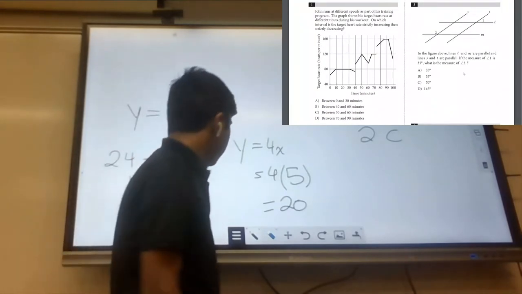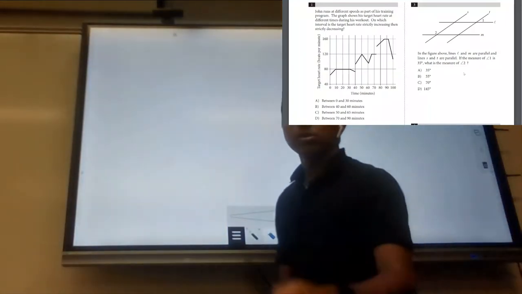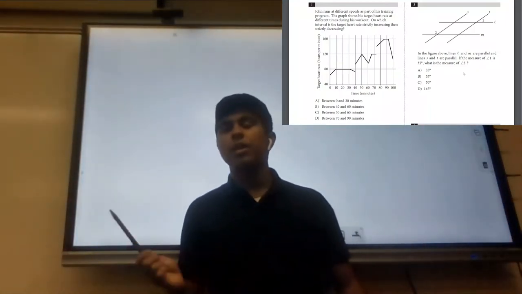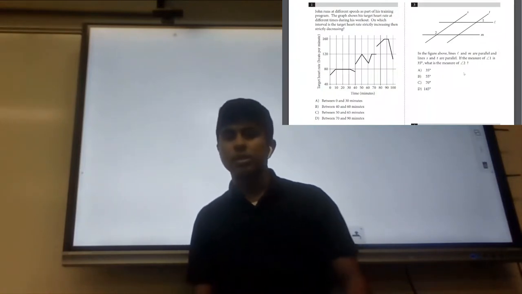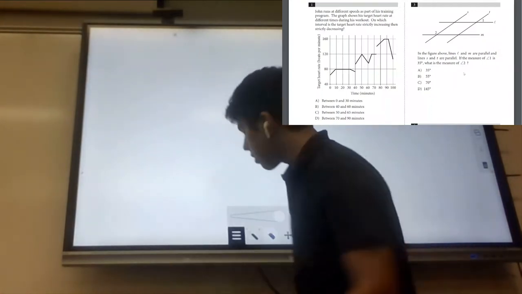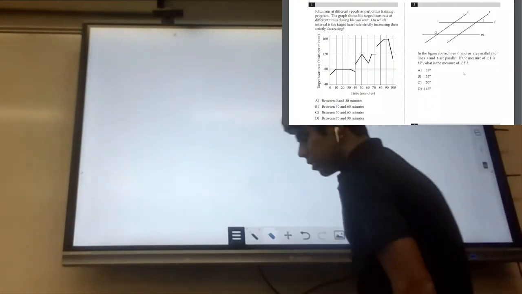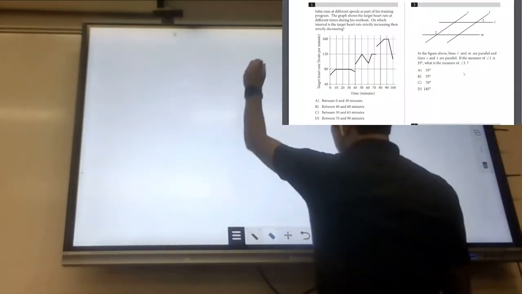All right, next question. Question three, we are told in the figure above, lines L and M are parallel and lines S and T are parallel. The measure of angle one is 35. What is the measure of angle two? The thing about parallel lines is that we can get a lot of equal angles out of them. So let's just draw this out first.